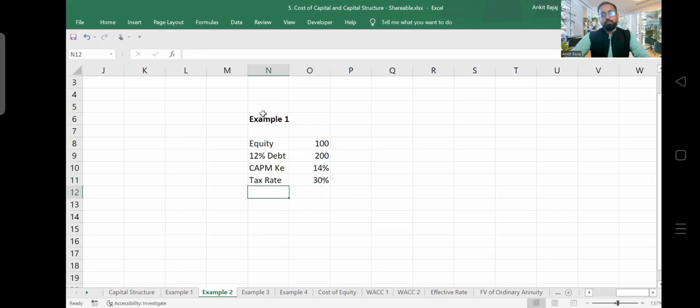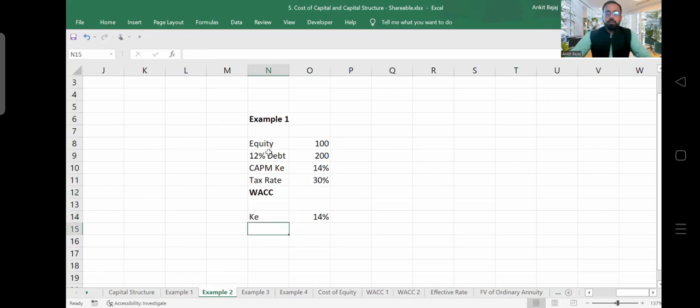Now here we have to calculate the overall cost of capital, that is, the weighted average cost of capital. First we have to find out the cost of equity and cost of debt. The cost of equity is already given in the question, 14%, and the cost of debt is 12%. This debt rate is given as 12%, but we have not adjusted the tax benefit. If I am giving you the tax separately, it means I have not adjusted the tax benefit.